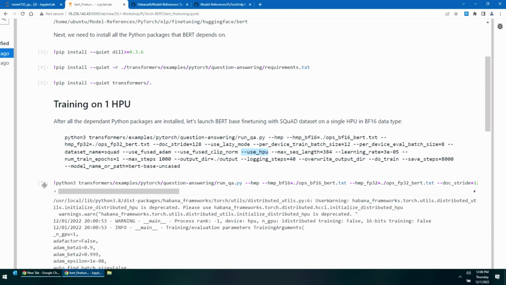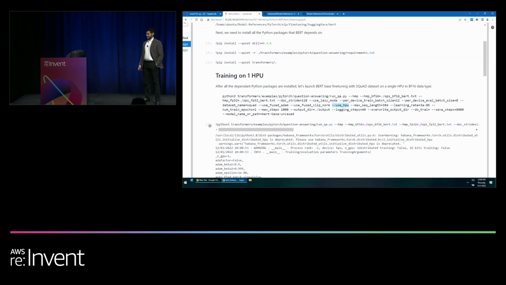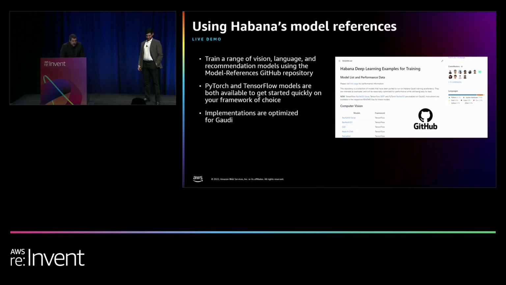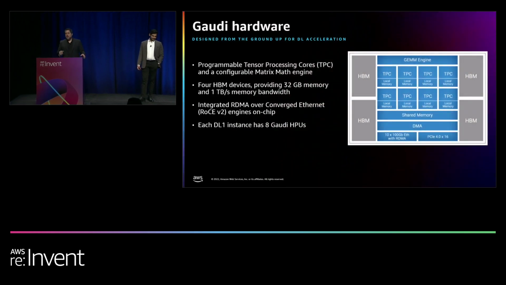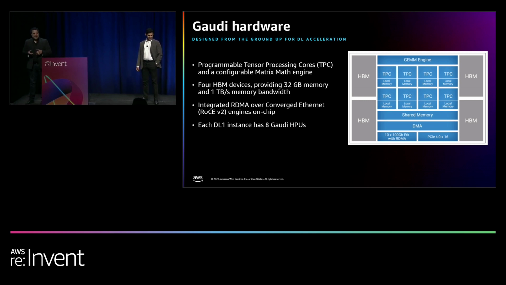Now, while that's running, let's take a step back and talk about Gaudi hardware. Let's take a minute and talk about hardware and software. Let's remember that Gaudi is not a GPU. It is a dedicated, purpose-built ASIC for deep learning training and inference. So it is fully optimized and designed from the ground up to be the most efficient, cost-effective AI training device.